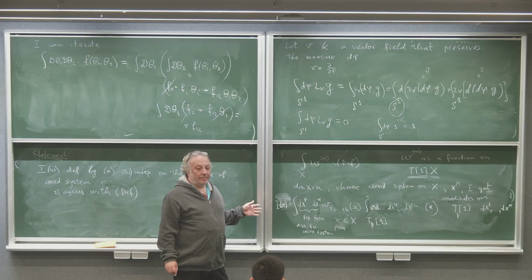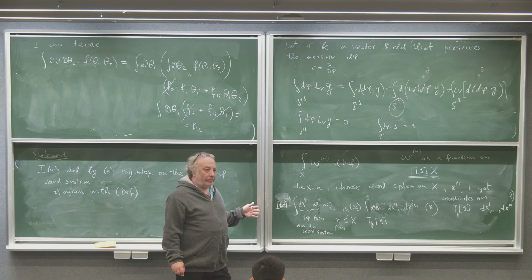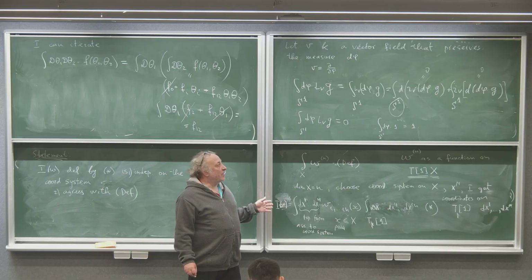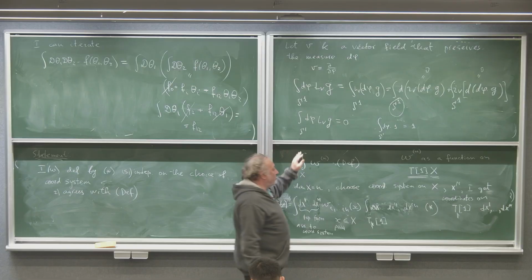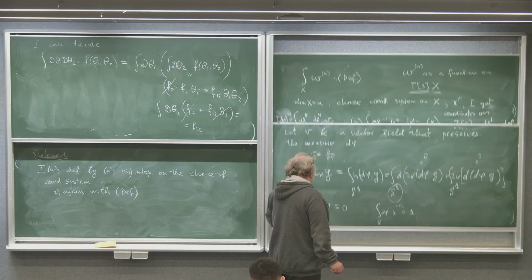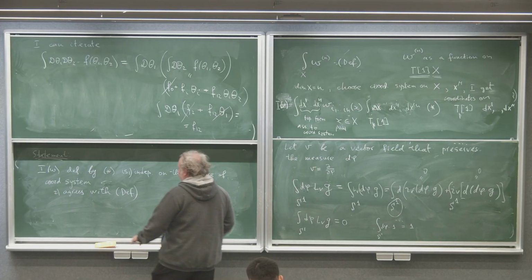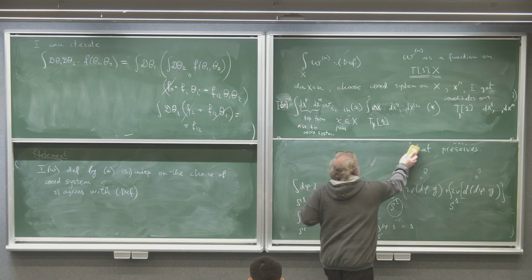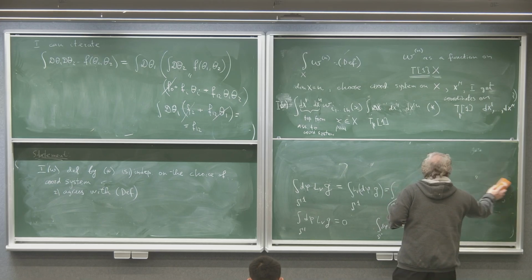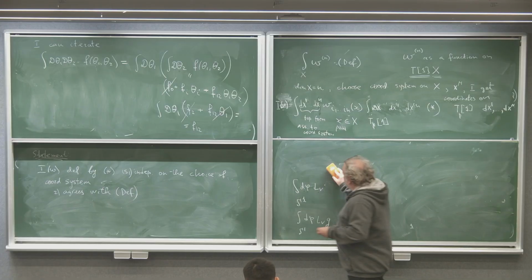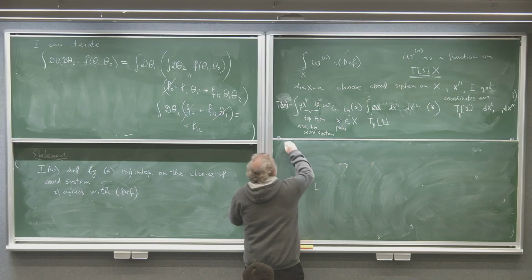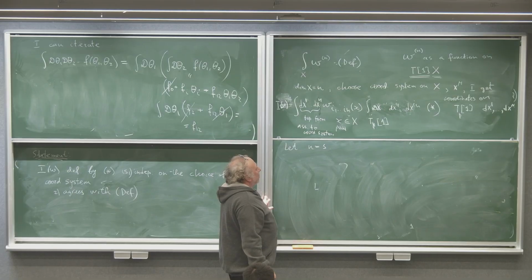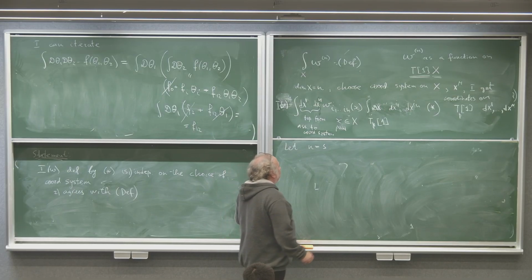How to understand it? Let us try to understand it in a particular example, in a one-dimensional example. Let n be equal to 1. So then what do we have?